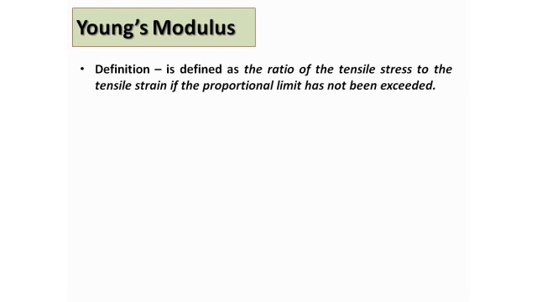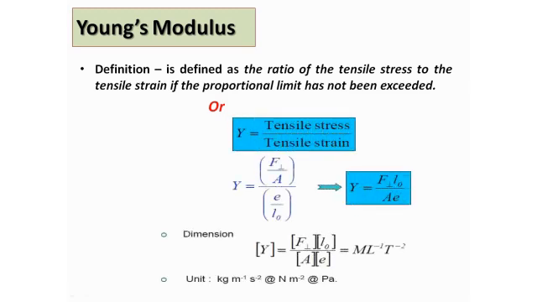But the thing is that whenever we apply tensile stress to the object, it should not cross the proportional limit. This proportional limit we have already discussed in our previous class. The proportional limit is the limit till which the material follows Hooke's law. Now Y, that is your Young's modulus, is equal to tensile stress divided by tensile strain.